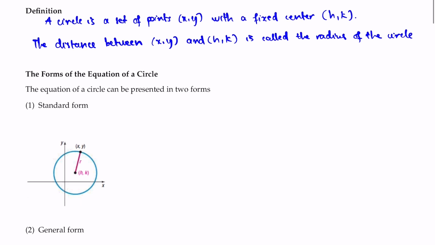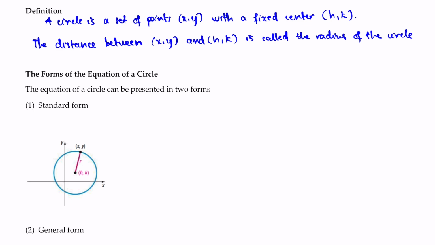So let's take a look at the following picture. This is a graph of a circle. This circle consists of a set of points x, y, and you draw a bunch of points, connect the points together, and you have a fixed center, and the center is h, k. Now, when you measure the distance between the center h, k and the point on the circle x, y, that is the radius of the circle.